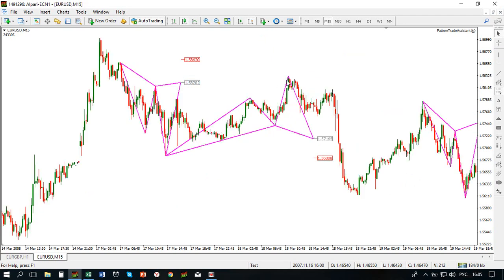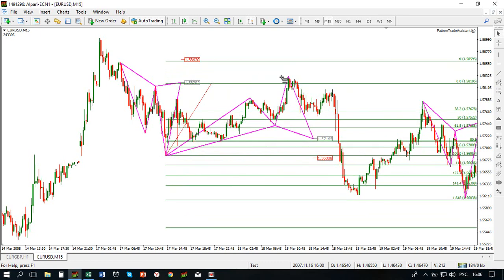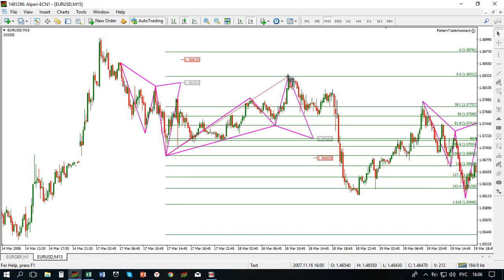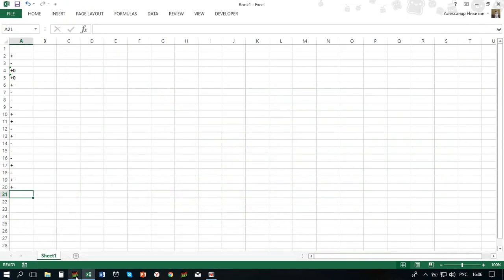Okay, this one was an obvious winner. I need to stretch the fibs from here to here. Yeah, it first hit trade too, but then it didn't come back to the entry. It continued lower. So this was a full winner, and the next was a full loser. This means plus, and this means minus.